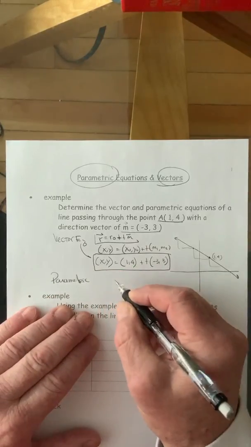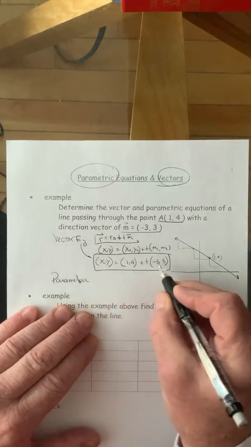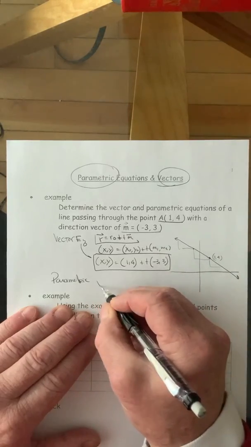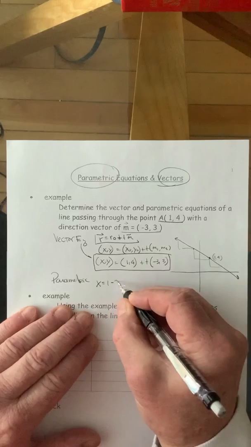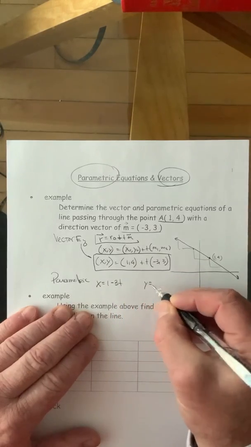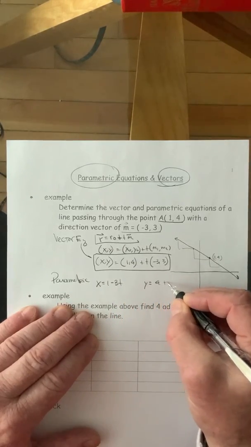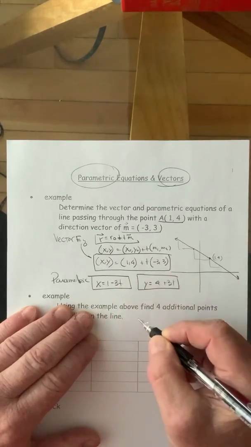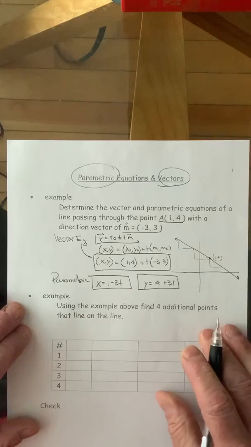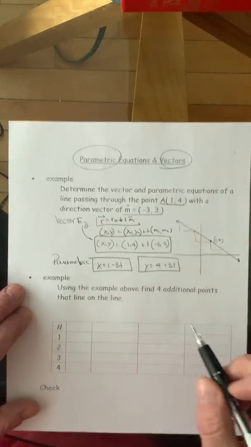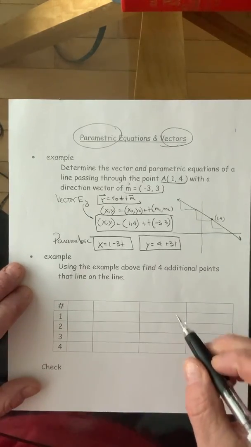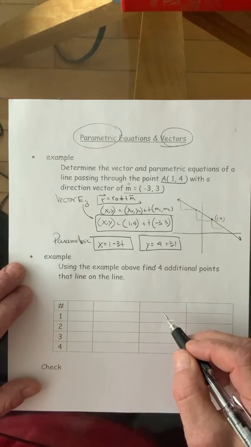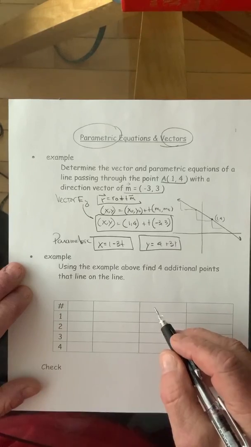Parametric, x equals 1 minus 3t, y equals 4 plus 3t. We're in two space, two vector equations, two parametric equations. Now, using these, I want to find out some points that would be on the line, other than 1, 4.